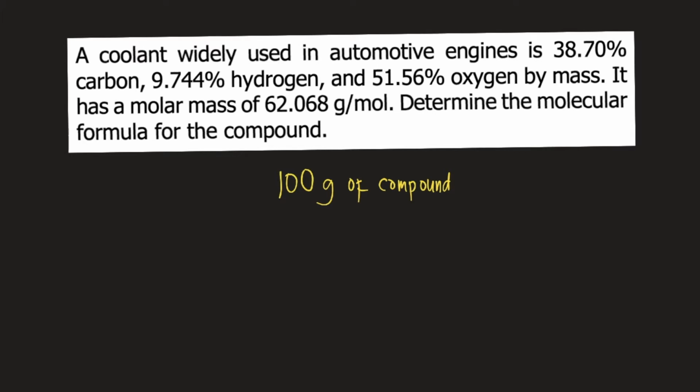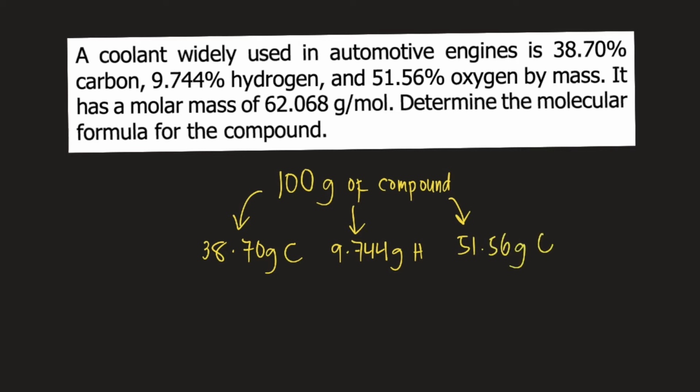So for example, the problem says it is 38.70% carbon. If you assume 100 grams, 38.70% becomes 38.70 grams of carbon. If you have 9.744% hydrogen, you have 9.744 grams of hydrogen. And if you have 51.56% oxygen by mass, you have 51.56 grams of oxygen. So it's easier if you assume 100 grams of the compound.